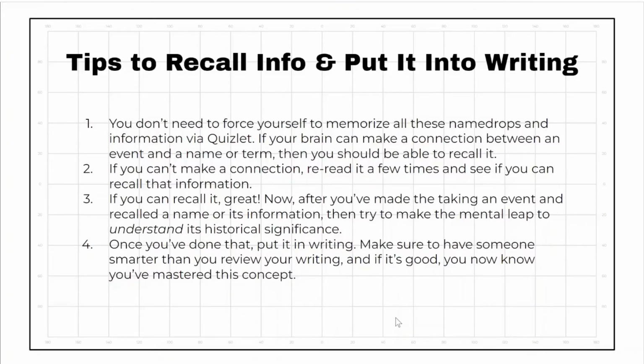Like, what was the significance of Francis Drake raiding the Spanish ships? Was it showing that England was starting to get involved in colonizing land in the New World? It's not just about who Francis Drake was and the fact that here's a name that you can use on a prompt. It's about understanding the historical significance. Once you've done that, put it in writing. Make sure to have someone smarter than you review it. If it's good, you know you've mastered it. If it's not so good, you might need some work on your writing, your understanding of that concept, or both.